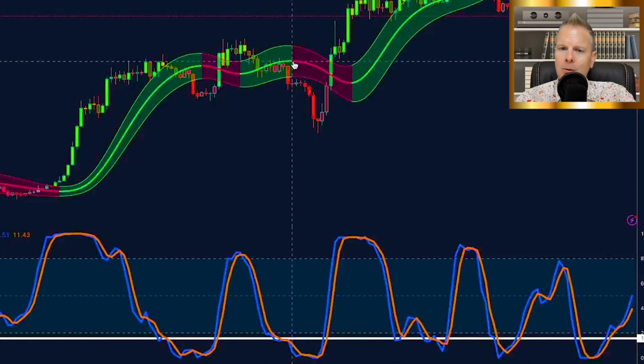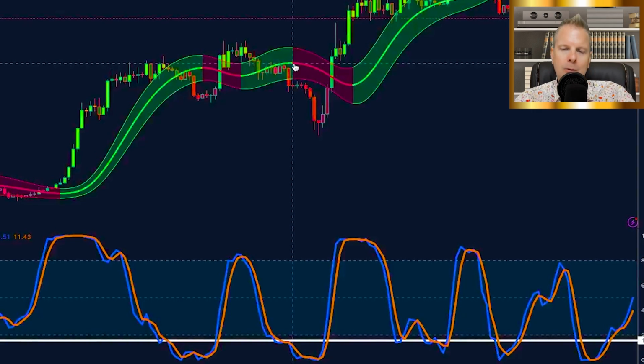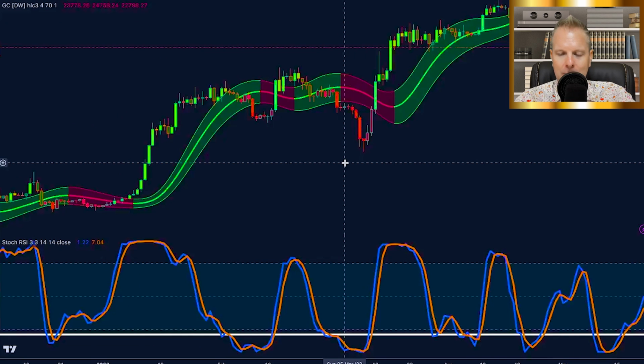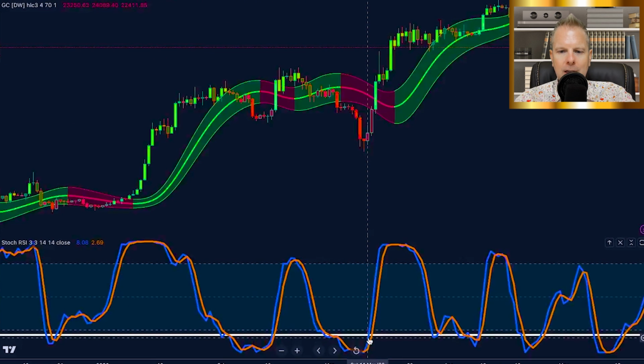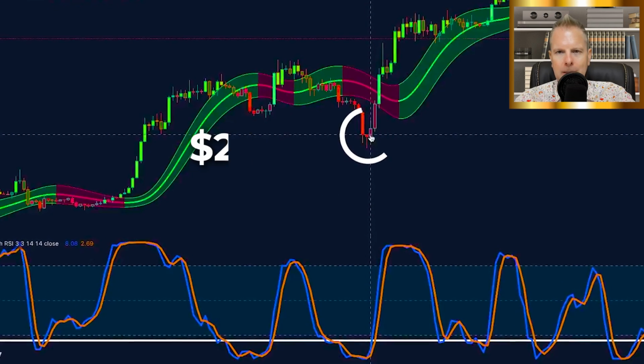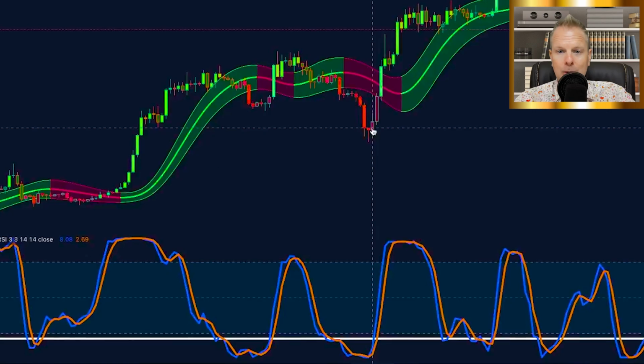We have two simple rules. No matter if you're 5 years old or you're 105 years old, you'll be able to follow these rules. And as soon as we switch to red, we say, okay, that's checkmark 1. We're waiting for checkmark number 2. And we have that stochastic RSI cross up right here. So we would have entered our position here. Then the market starts moving up.